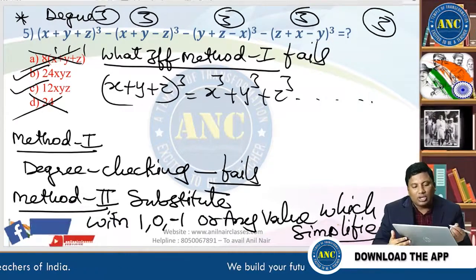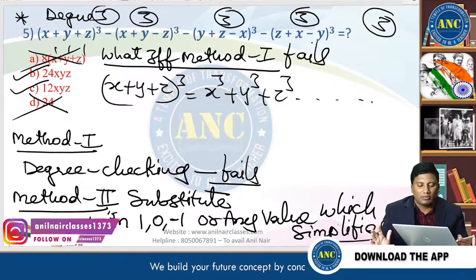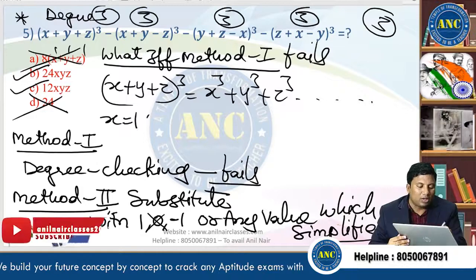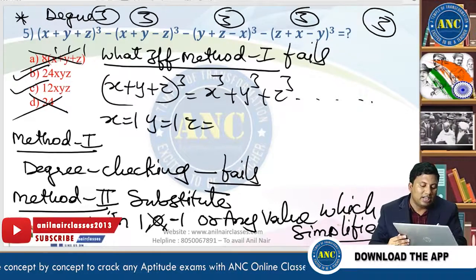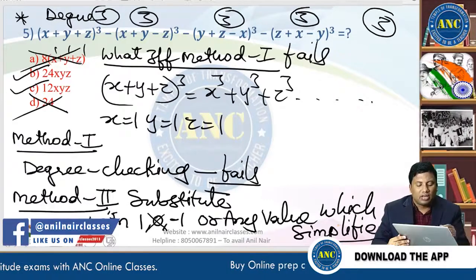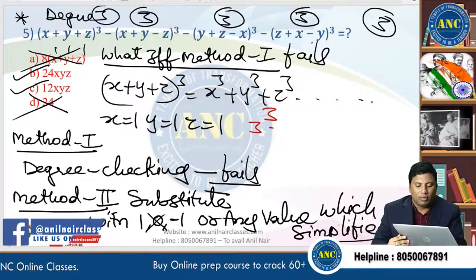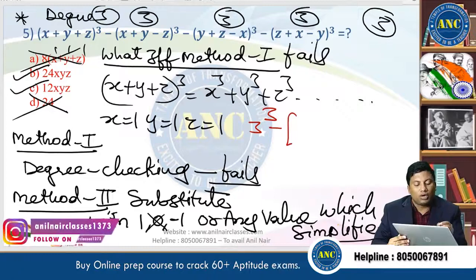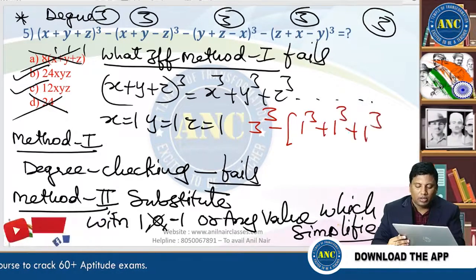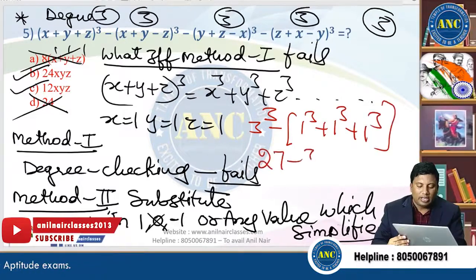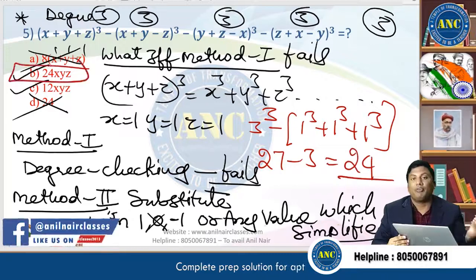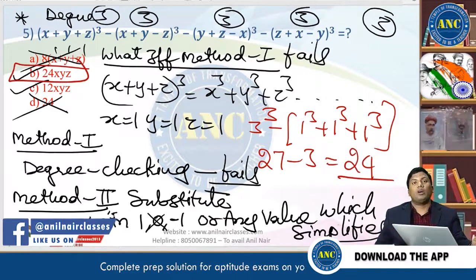the problem. 0 cannot be substituted. All will become 0, 0, 0. All options will be satisfied. I will put x equivalent to 1, y equivalent to 1, z equivalent to 1. So this will become 3 cube minus of 1 plus 1, 2 minus 1, 1 cube plus 1 cube plus 1 cube. So this will become 27 minus 3, 24. Answer should be 24 if I substitute x 1, y 1, z 1.